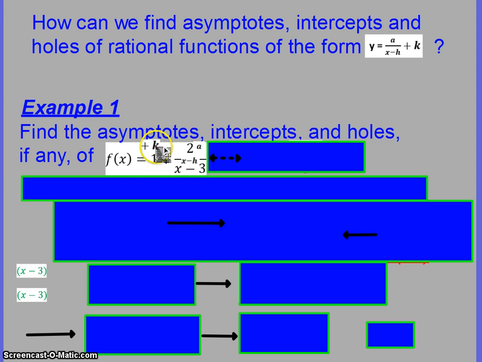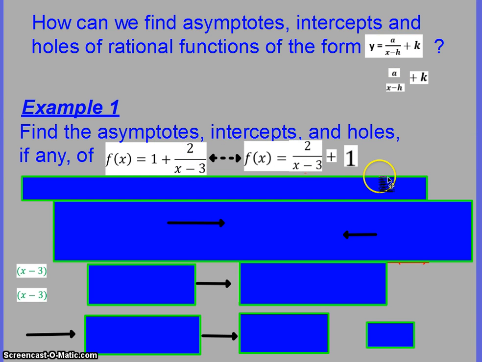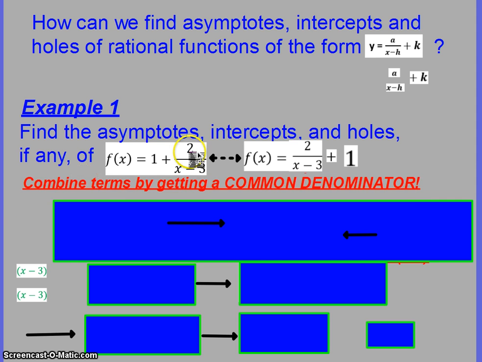Now, you might notice that the order is a little bit backwards from our general form, but from algebra we know that the order doesn't matter. So this function is the same thing as 2 over x minus 3 plus 1. What we're going to do is combine both of these terms. I'm going to look at the original function and combine both terms so that I only have one quotient, and I'm going to do that by getting a common denominator.